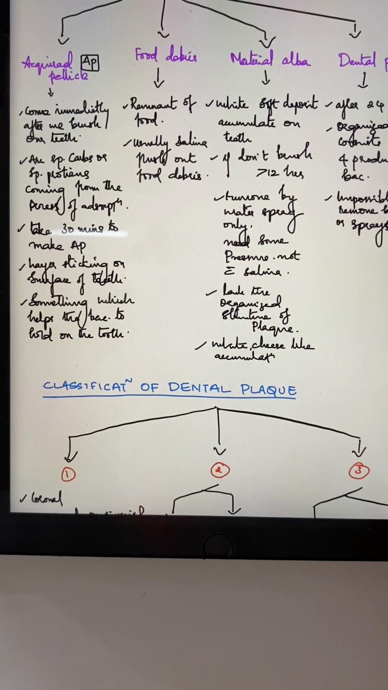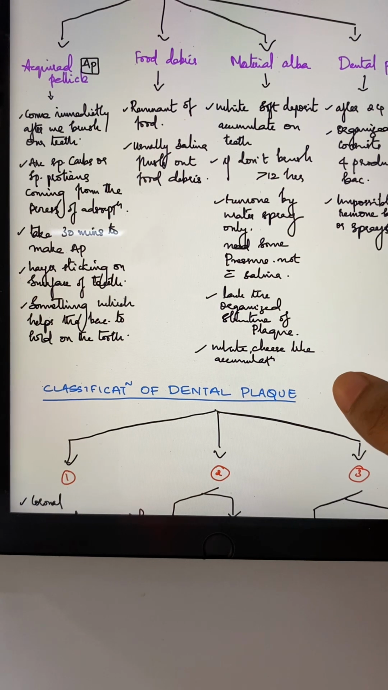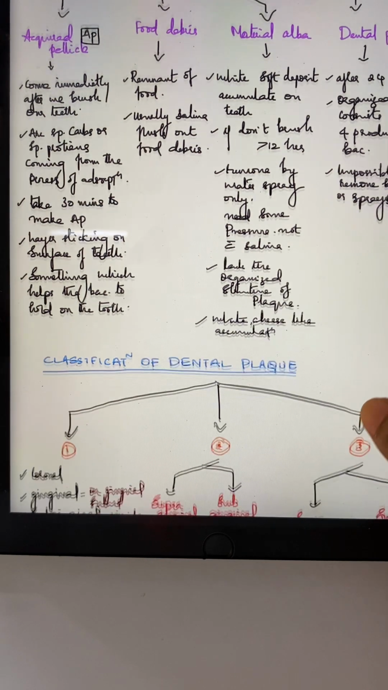Then there is dental plaque. If you don't brush for 24 hours, dental plaque starts to accumulate. It is an organized deposit which consists of bacteria and the products of bacteria. It is impossible to remove by rinsing or sprays.